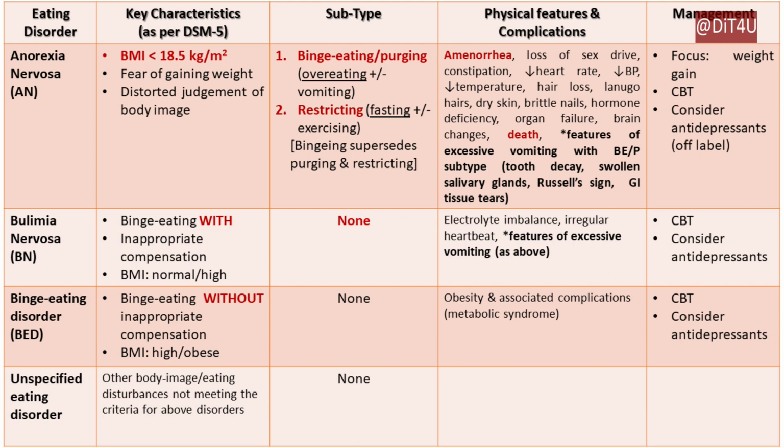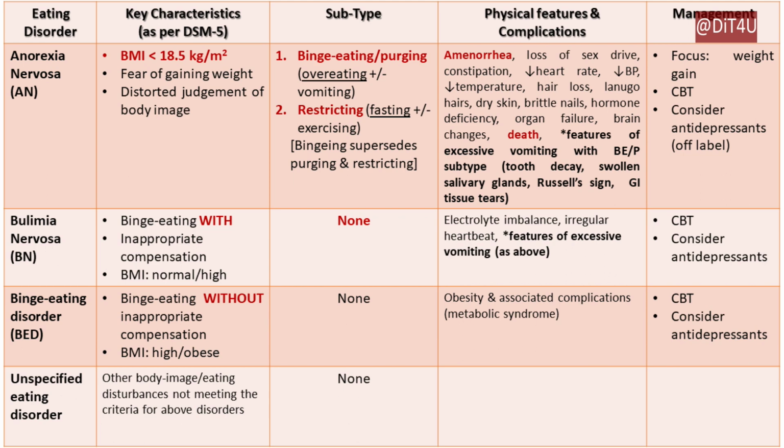Physical complications: amenorrhea could be one of the features of anorexia, loss of menstruation, loss of sex drive, constipation, hypotension, low blood pressure, and bradycardia, low heart rate, hypothermia, low temperature, hair loss, lanugo hairs, childlike, infant-like hairs, dry skin, brittle nails, hormone deficiency, organ failure, brain changes, and death. That's why the mortality rate is very high in anorexia.